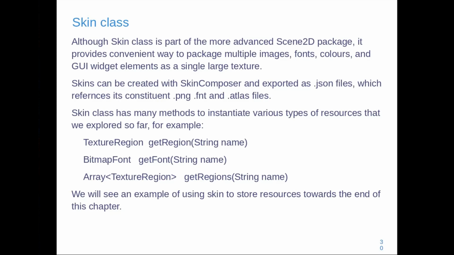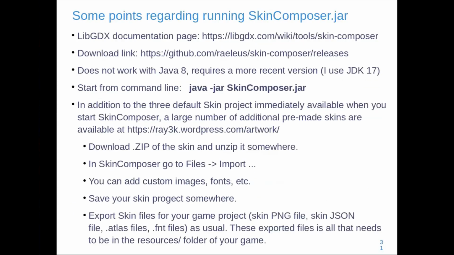Instead of loading and creating separate texture atlases, you can create a skin, and skin has various methods which you can use. It has get region, get font, get regions. So anywhere in the preceding example where you had a texture atlas, you could actually use a skin object instead.